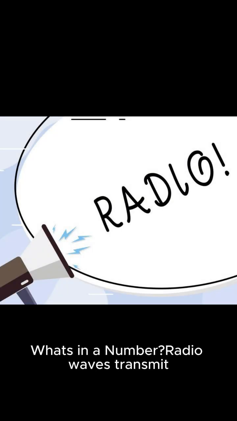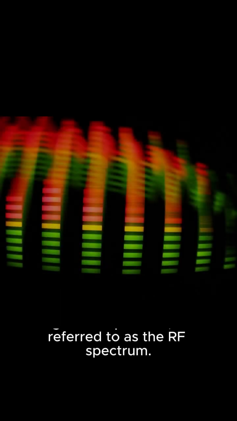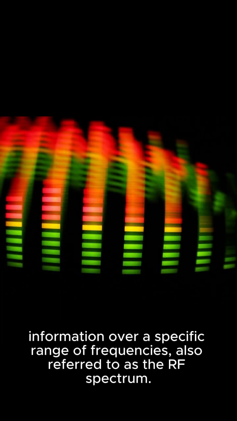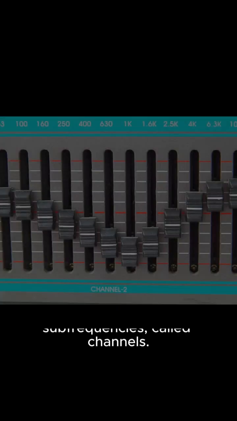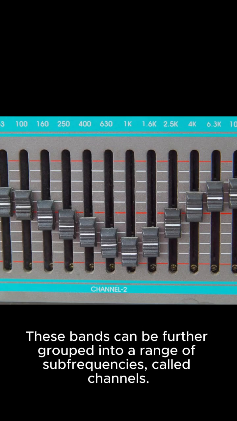What's in a number? Radio waves transmit information over a specific range of frequencies, also referred to as the RF spectrum. For communications, specific groups of frequencies in the RF spectrum, or bands, are used. These bands can be further grouped into a range of sub-frequencies, called channels.